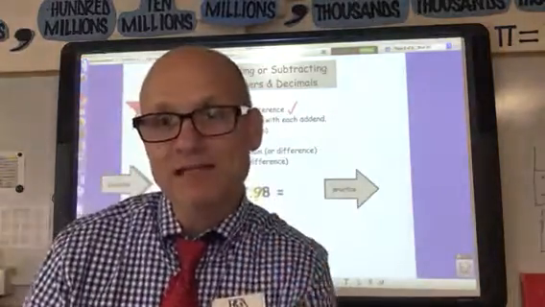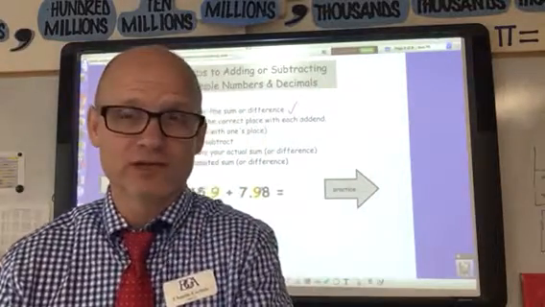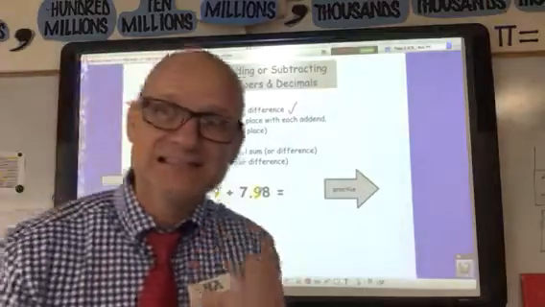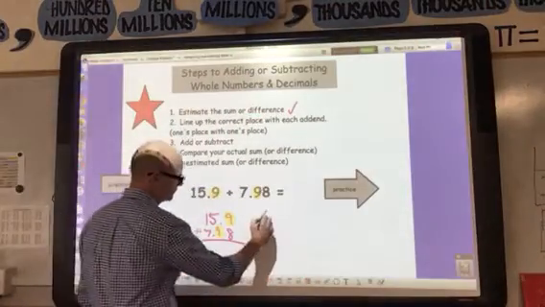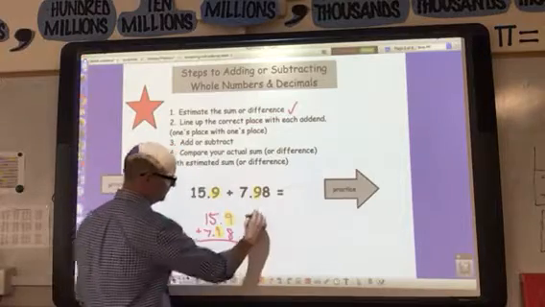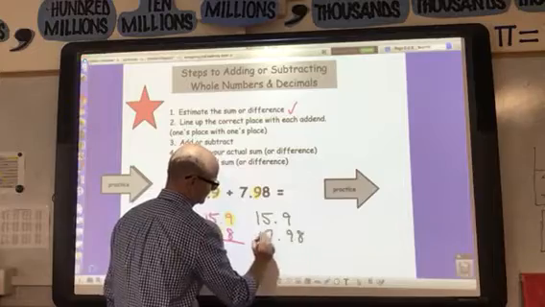You have to add a minute to a minute. You have to add a second to a second, a foot to a foot. You have to add a tenth to a tenth. So we have to line this up correctly. So the correct way of writing this problem would be 15.9 plus 7.98, okay?